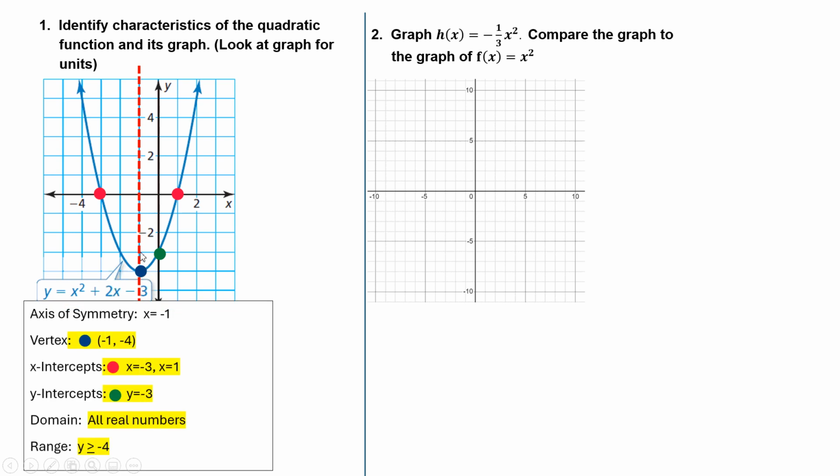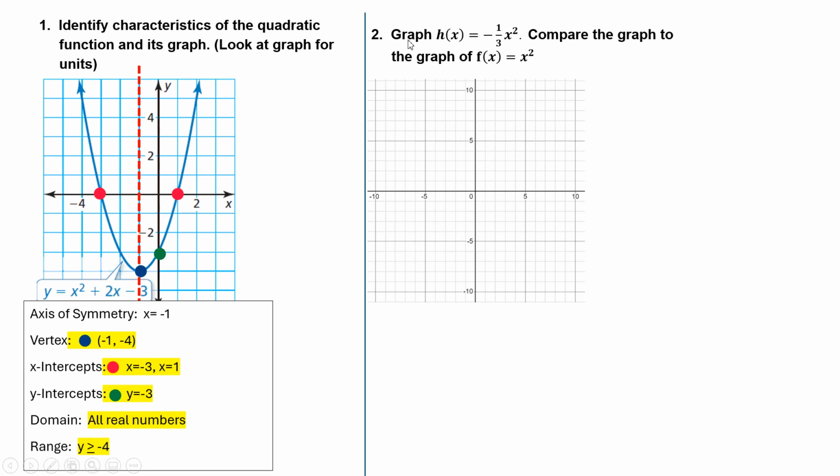We know the vertex is going to be sitting at -1 and -4. We know the axis of symmetry is when x is -1. The x-intercepts will be -3 and +1. The y-intercept is going to be -3. The domain is all real numbers since these arrows go infinitely in each direction. And the range is going to be when y is greater than, it says greater than -4. And this is -2, so this would be -4 here. Okay, greater than or equal to -4.